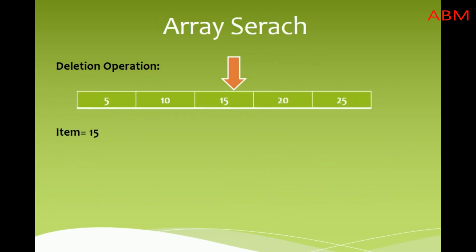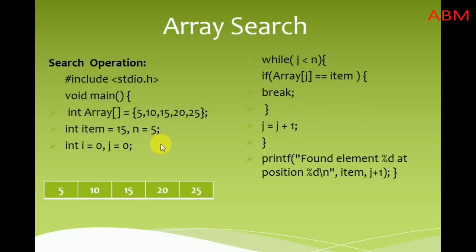Now I'm going to search for the atom number 15, and how will I search? I will start the array from the first index, and I will compare every element of the array with my atom, which is 15. Let's check the program. Here you can see the array which has the same elements, and atom is equal to 15, because I'm going to search for the 15. And n is actually the total indexes, which are 5, from 0 to 4. I'm initializing i equal to 0 and j equal to 0, because I will run this program from the 0 index.